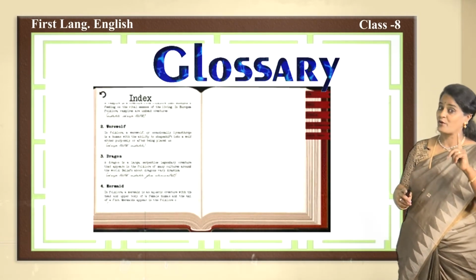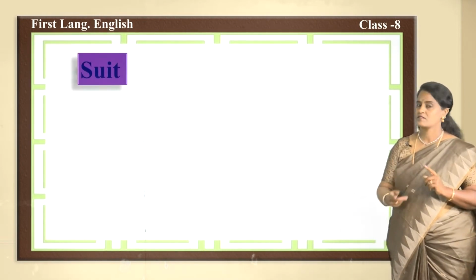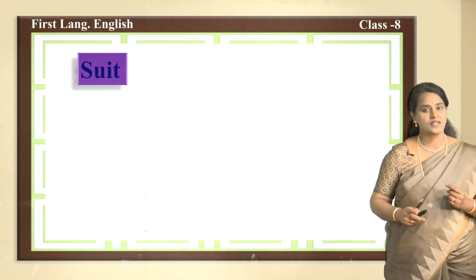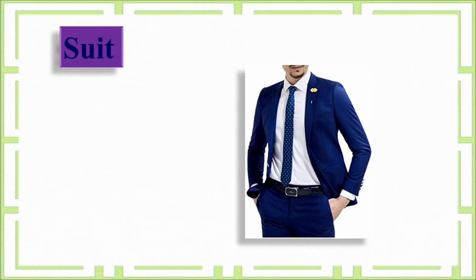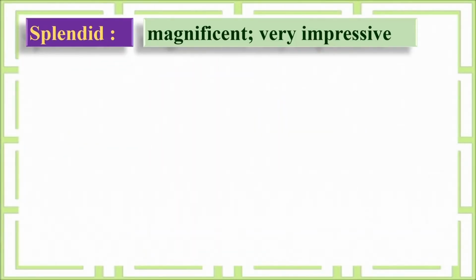But before going to the lesson, we will have a look into the glossary words. Some of the new words which you come across in the lesson. The first one is suit. Yes, you have seen your father or your brother-in-law, etc. wearing this suit on the occasion of functions or marriages, right? And the next one is splendid. What does splendid mean? Magnificent, very impressive.